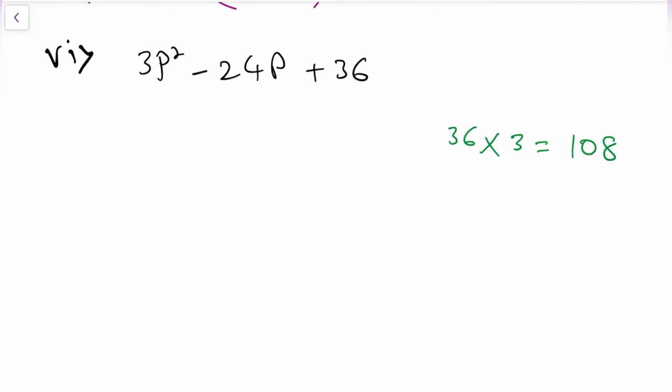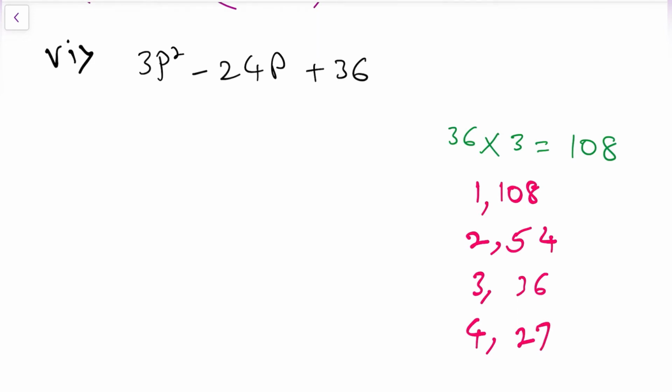36 3s are 108. Now this 108 will come in which tables? We need to write all those tables. In one table 108 will come anyway, because in one table every number will come, 1 into 108. Next, in two table 108 will come, obviously 2 54s. Next, in three table 108 will come, of course, because 3 36s. Next, what about four table? Four table it will come, that is 4 into 27. Next, 5 table it won't come. 6 table, then obviously it will come because it is coming in 2 table as well as 3 table also. So definitely it will come in 6 table.